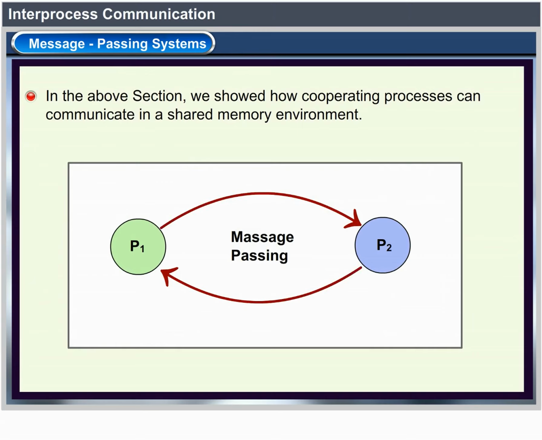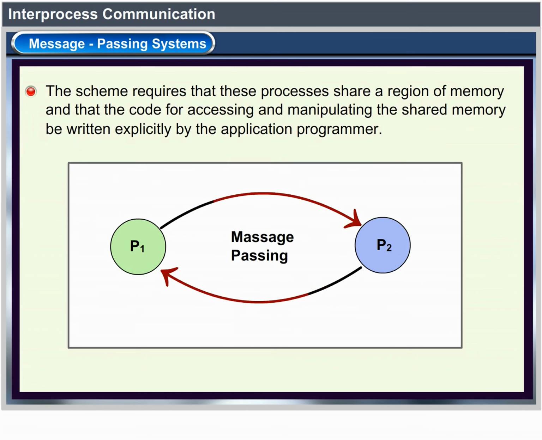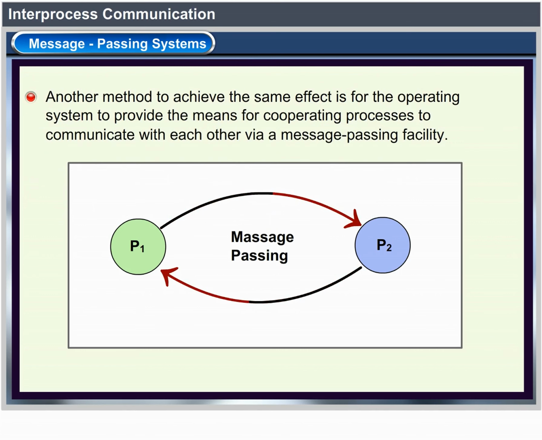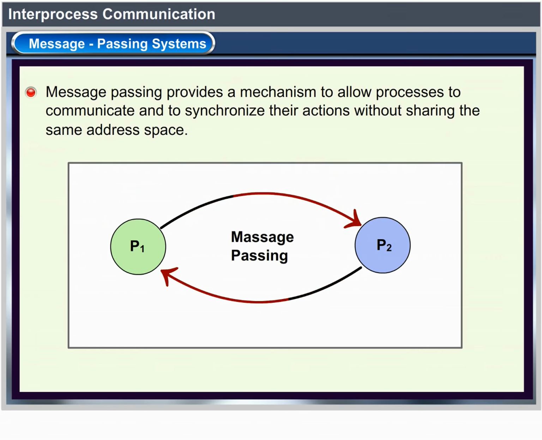The scheme requires that these processes share a region of memory and that the code for accessing and manipulating the shared memory be written explicitly by the application programmer. Another way to achieve the same effect is for the operating system to provide the means for cooperating processes to communicate with each other via a message passing facility. Message passing provides a mechanism to allow processes to communicate and to synchronize their actions without sharing the same address space.